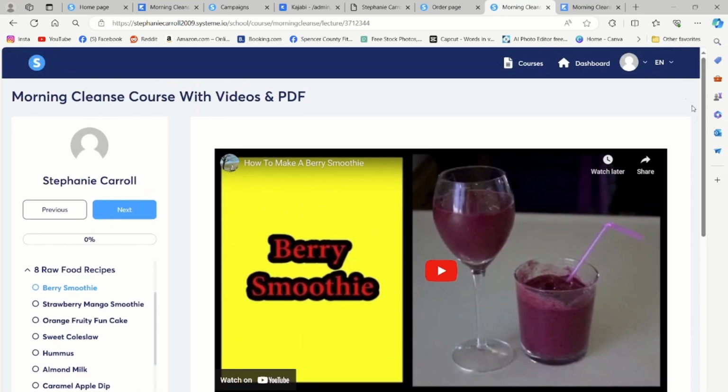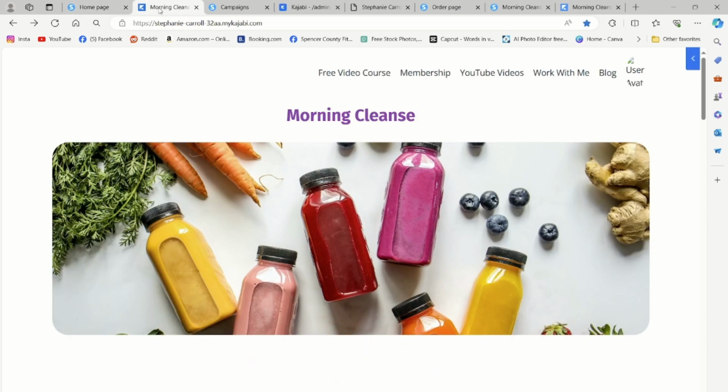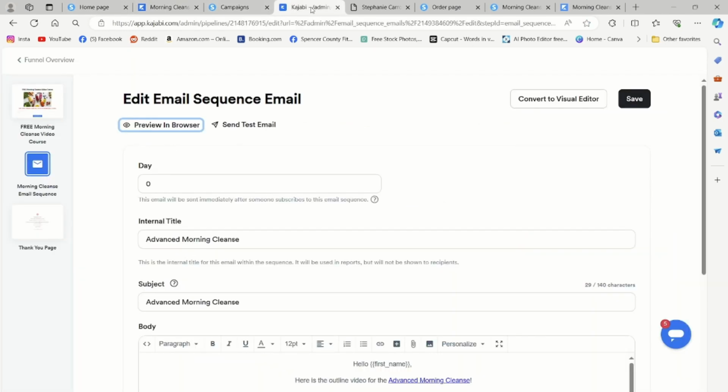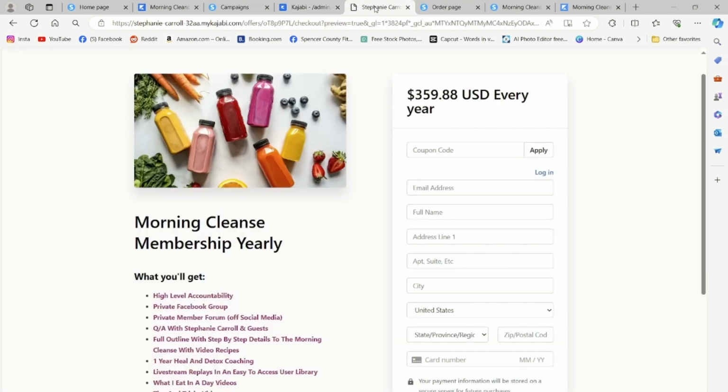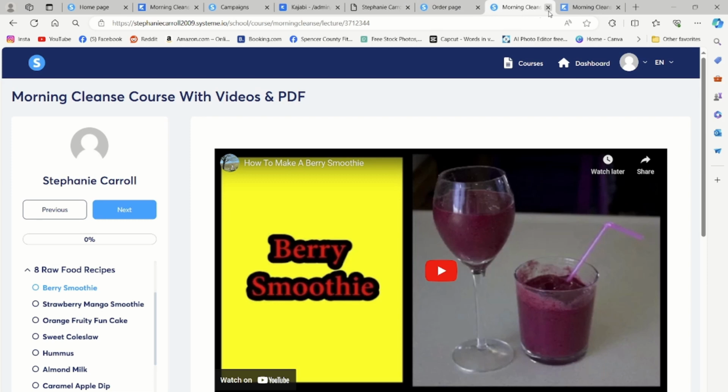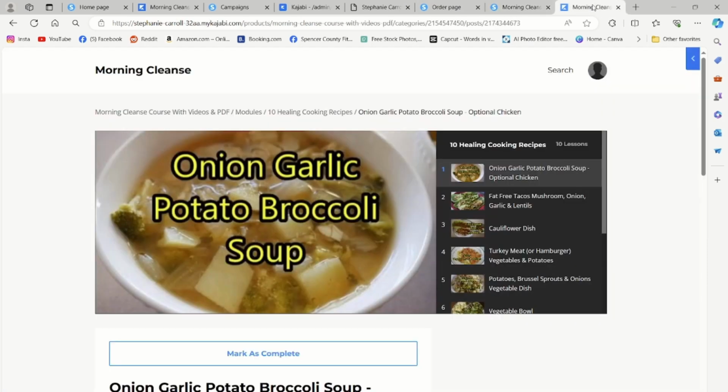So there you go, guys. There's the price, the website, and what it looks like, the difference. What the email campaign looks like, the difference. What your checkout page looks like, and the difference. And your courses, the way they look differently.